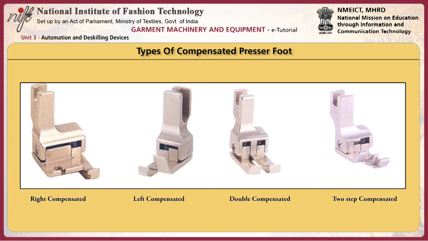Right compensated, left compensated, double compensated. Double compensating pressure foot is used for uniform and precise top stitching. This foot can be used for both right or left top stitching. Two-step compensated. Two-step compensated is used when the operator has to perform two different tasks requiring two different widths of compensation on the same side. Examples are edge stitching and top stitching of the collar by the same operator.